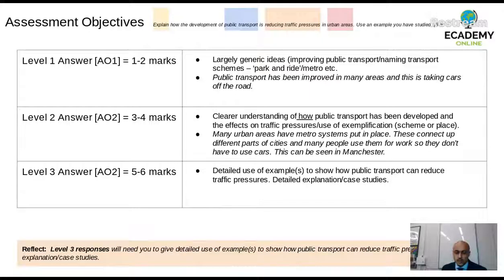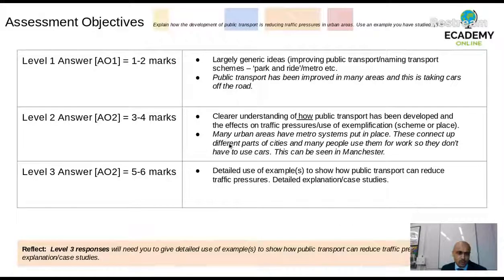Now, if we break down the different assessment objectives, 1, 2, and 3, if you're a level 1 answer, you're generally going to have some very generic ideas in place. You're going to talk about saying public transport has been improved in many areas and this is taking cars off the road. A very general sort of answer may be given. For those of you who are aiming for level 2, you'll probably develop it a little bit more. So you're demonstrating how public transport has been developed and is having an effect on traffic pressure.